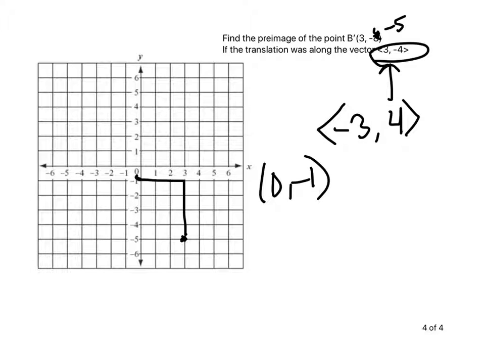Say you weren't given a graph, you could also just subtract 3 from the initial point. So 3 minus 3, we'd get 0. And then negative 5 plus 4, we would get that negative 1. So really with this one, you're just working the other direction of the vector that you were given. So this is our final answer. This is our original point B.